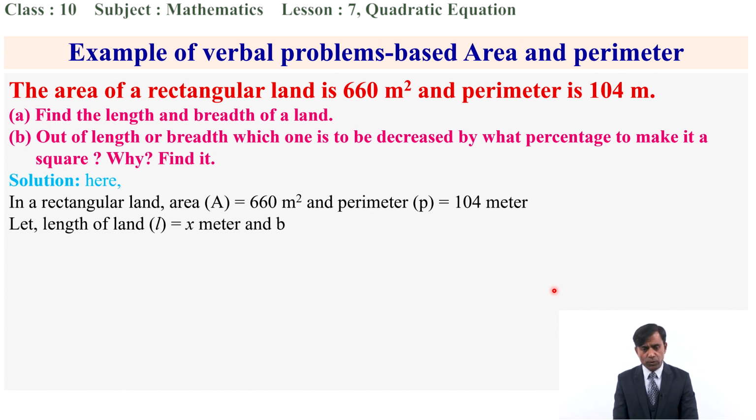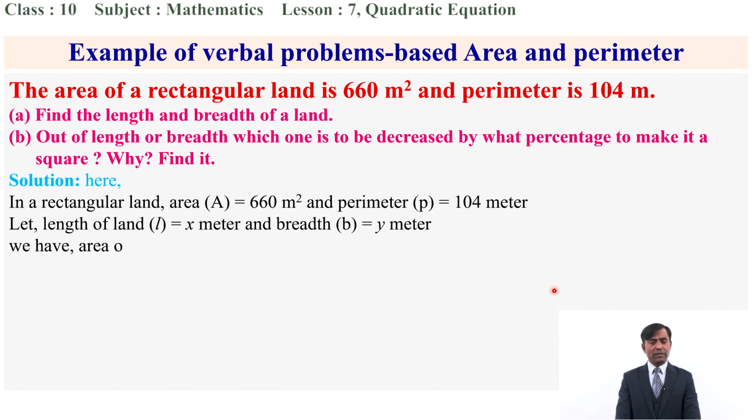Then we suppose the length of the land L is equal to x meter and the breadth is y meter. Then the area of the rectangular land A is equal to the formula L times B. Now let's replace A, L and B with their respective values. A is given as 660. L we have supposed x. B we have supposed y.